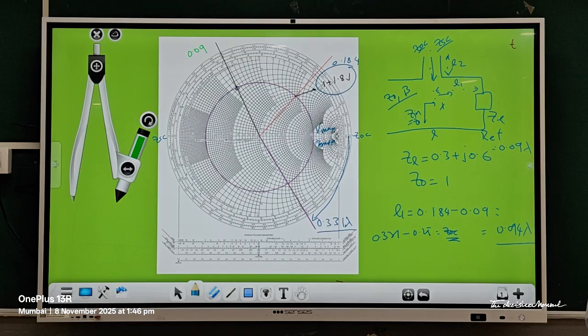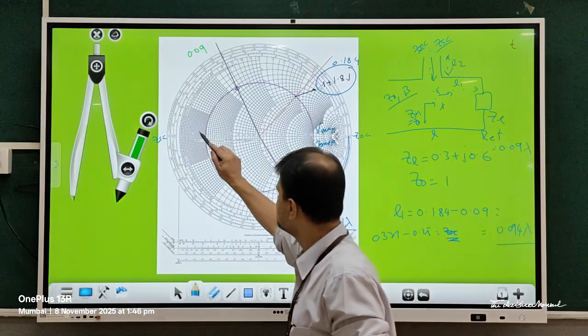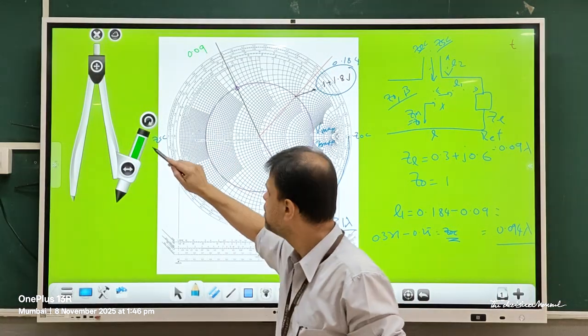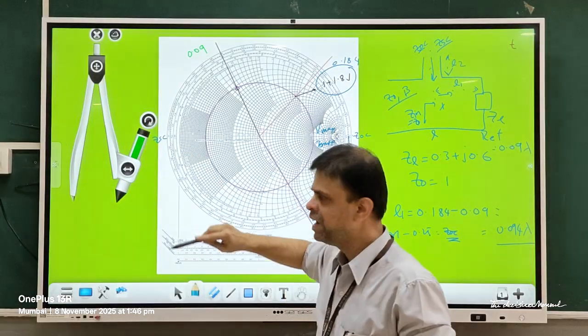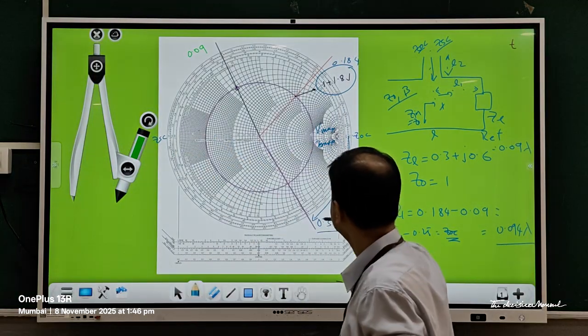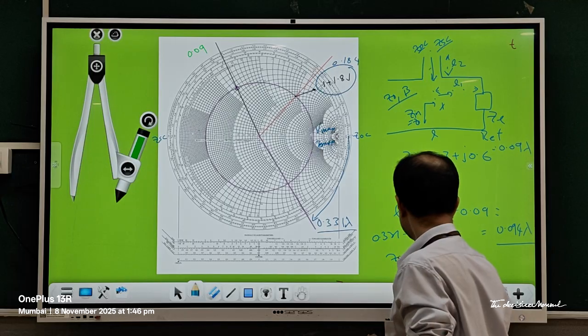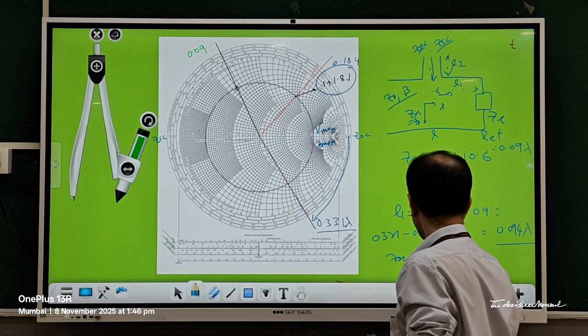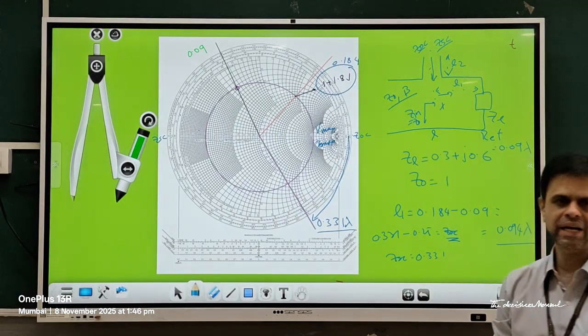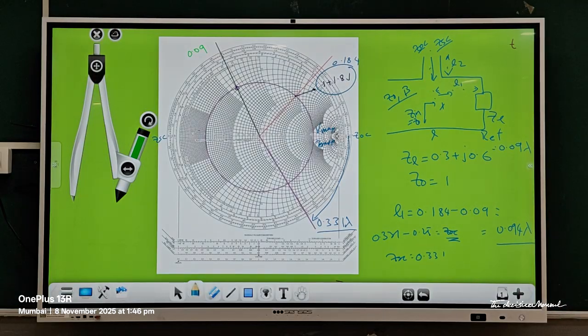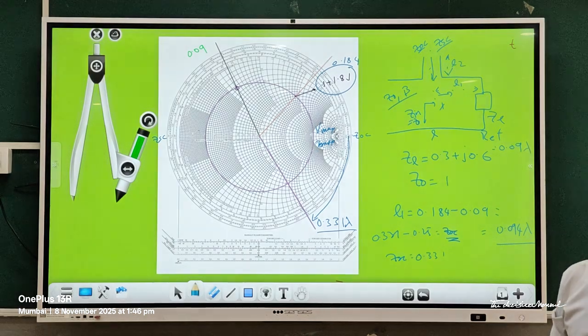If I want to find out the short circuit stub, naturally this is my Vmin or Z minimum. So I have to move from this point and then I will move along this. My ZSC stub length will be 0.331. So these are the values of the stub length which are obtained using the series stub matching case.